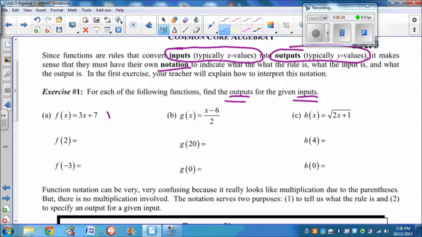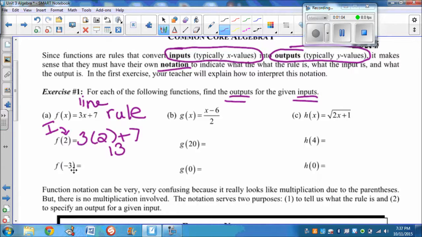It says, for each of the following functions, find the outputs for their given inputs. So here's the rule. f of x equals 3x plus 7. And that is a linear function. It's a line, 3x plus 7. So if my input is 2, I want to know the output that goes with that input of 2. So we'd say 3 times 2 plus 7, 6 plus 7. That output is 13.